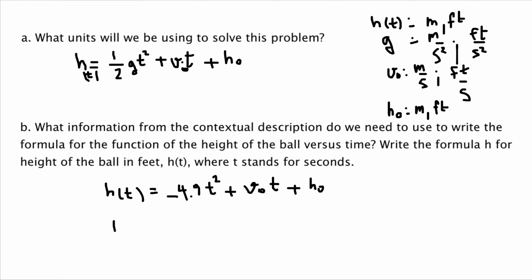If we are using American standards, we use 32 feet per second squared for the gravity, and 32 divided by 2 is 16. Because gravity is downward, the sign is negative, so minus 16 t squared, plus v0 times t, plus h0.